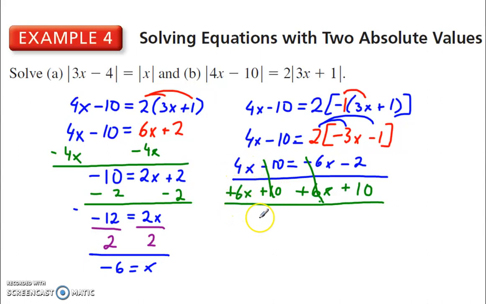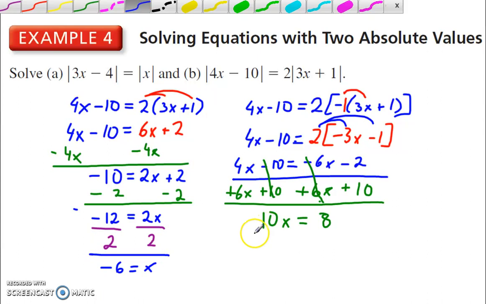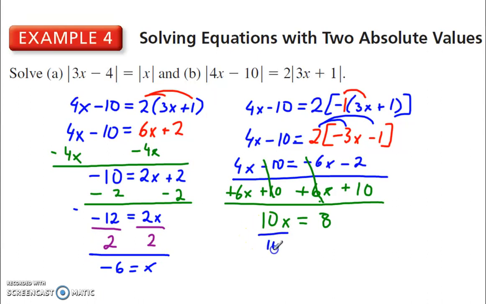Then we have 4 plus 6 is 10x. Over here, negative 2 plus 10 is 8. Divide by 10 on both sides. And x in this case is 0.8.